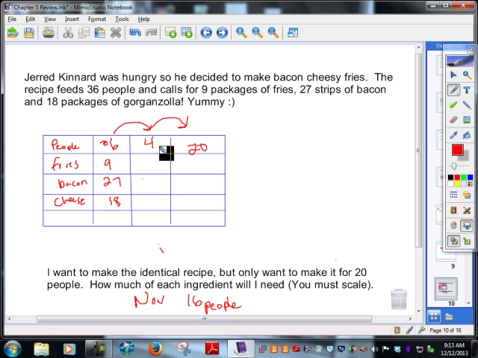If you think about a common factor, a greatest common factor specifically is perfect. And then I say, what am I doing to my amount of people? I am dividing it by 9. If I'm taking the amount of people that this is made for and dividing it by 9, then wouldn't it make sense that I have to divide each ingredient by 9? Yes, so I have to do each ingredient. So I only need 1 bag of fries. I only need 3 strips of bacon, which just doesn't seem like enough, but... And I'm going to need 2 of the cheese.